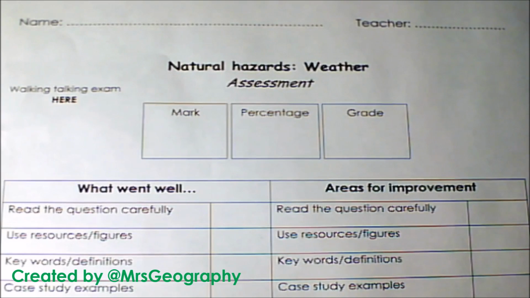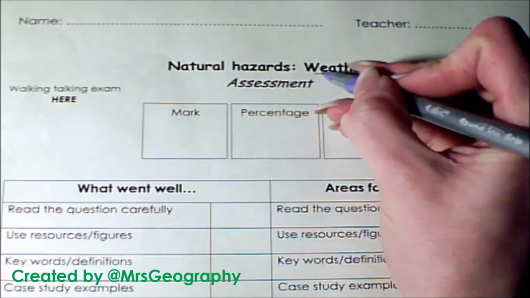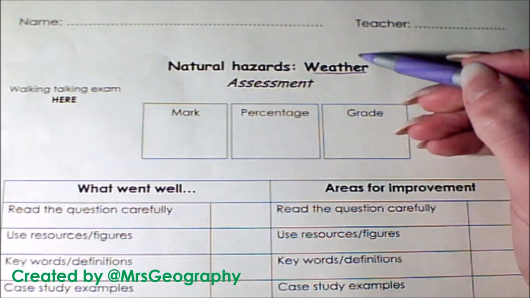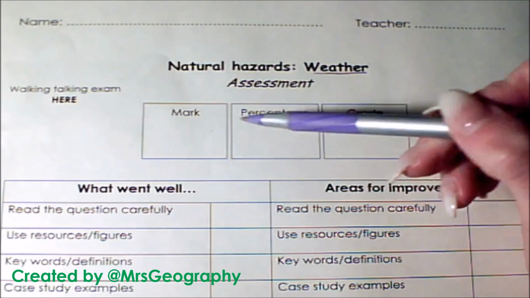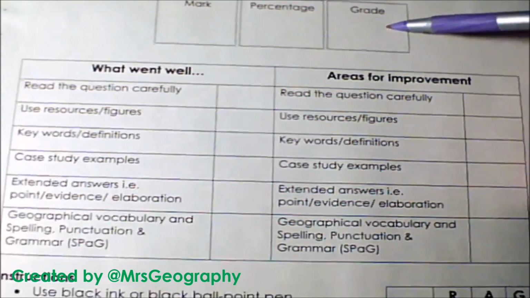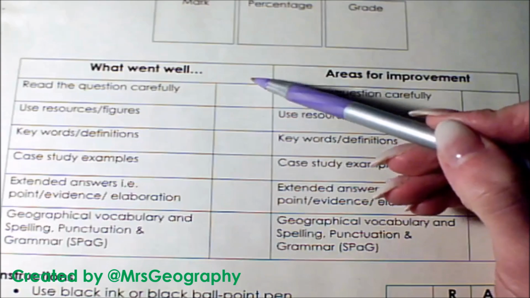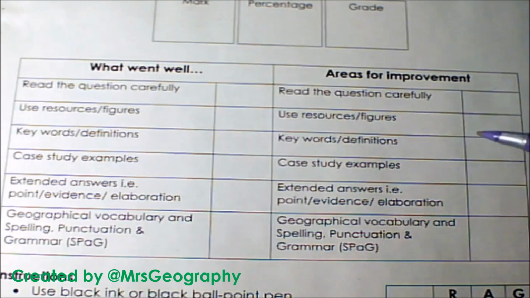Today you're going to be completing an assessment on natural hazards. Specifically, this assessment is to do with weather hazards. As always, you'll be given a mark and a percentage as well as a GCSE grade for this exam paper. If we look further down, your teacher will also list the questions with specific aspects that you've done well, and the same with areas for improvement.